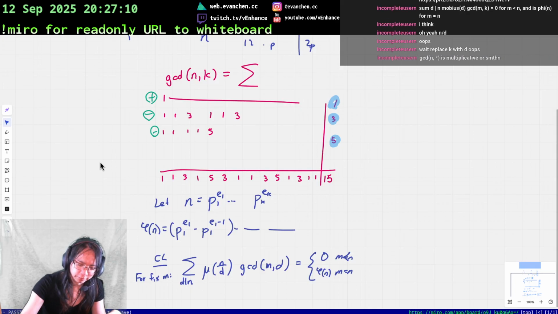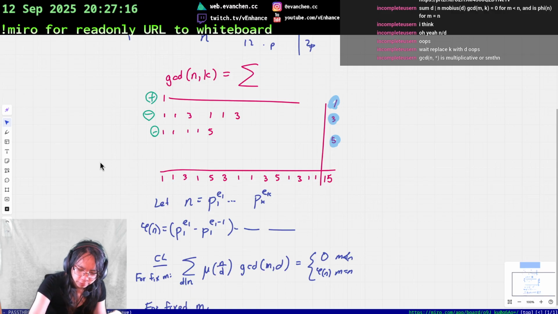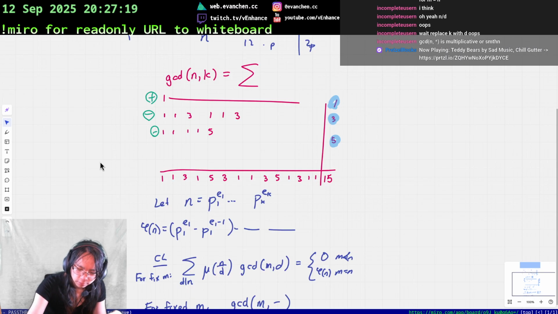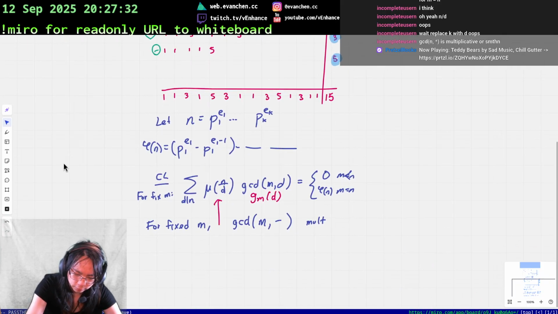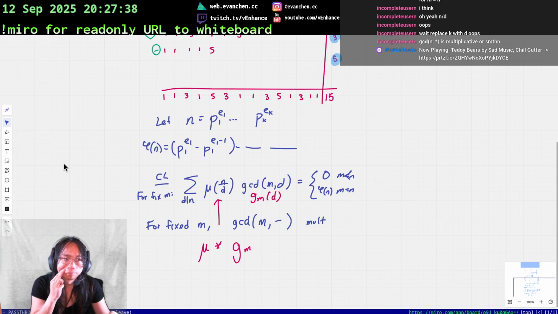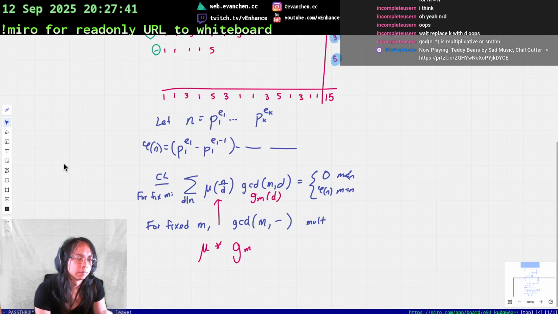Right, because for fixed m, GCD of m comma, this is multiplicative, right? Maybe, if I'm being tongue-in-cheek, I could call this like G sub m, which is the worst notation ever. But then the point is that this is a convolution. This is a convolution of mu and g sub m. And again, m is fixed. Wait, something's not right. No, no, no. I'm tripping. Wait, no, what?